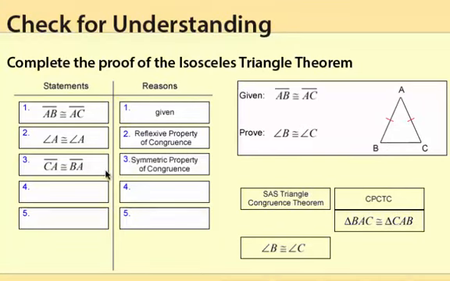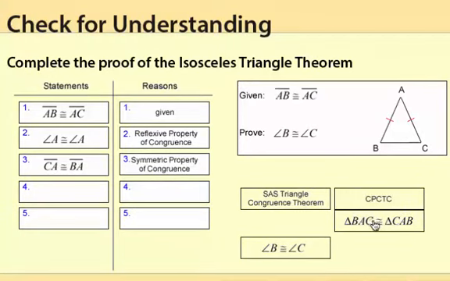And all it's doing is reversing the order of the letters based on statement 1. Statement 1 has segment AB congruent to segment AC. Statement 3 has segment CA congruent to segment BA. Notice it's just reversed order here, and that's what the symmetric property does.